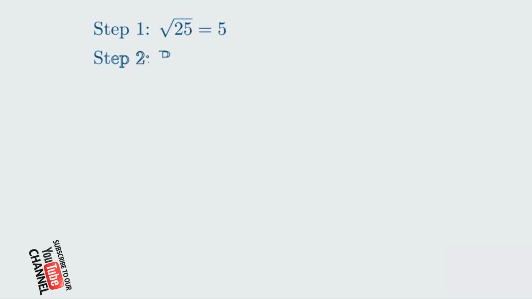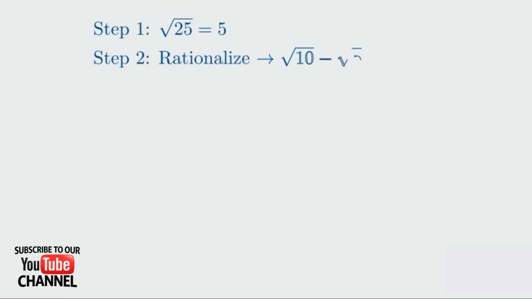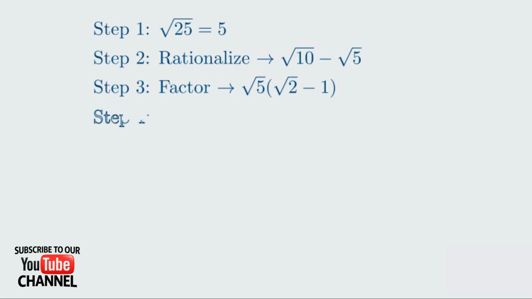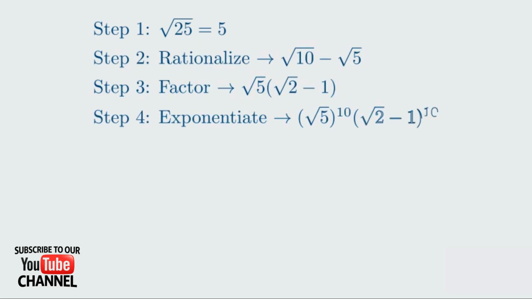Now we can put all the pieces together for the final solution. We started with a complex expression and simplified it in several steps. First, we simplified the square root of 25 to 5. Then, we rationalized the denominator using the conjugate to get square root of 10 minus square root of 5. Next, we factored this to get square root of 5 times the quantity square root of 2 minus 1. And finally, we raised everything to the 10th power, resulting in 5 to the 5th power times the quantity square root of 2 minus 1 to the 10th power.